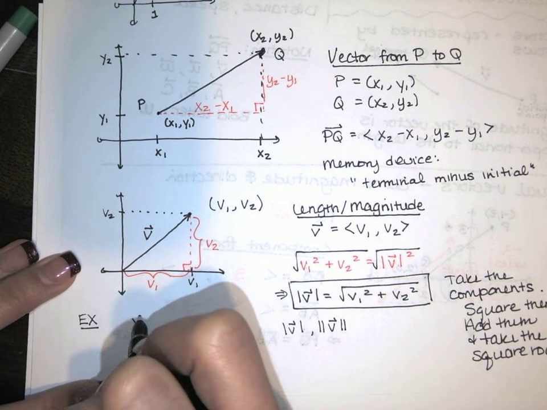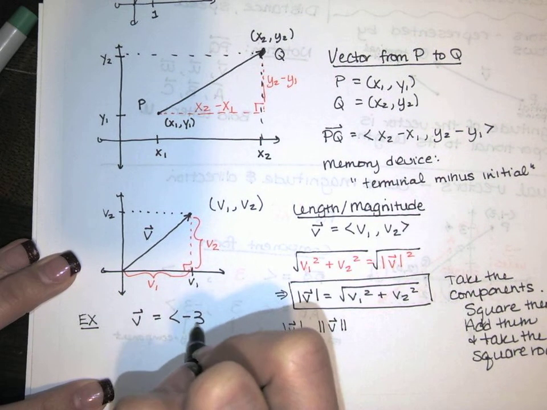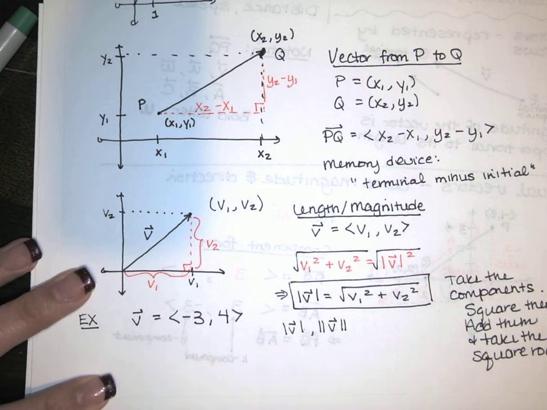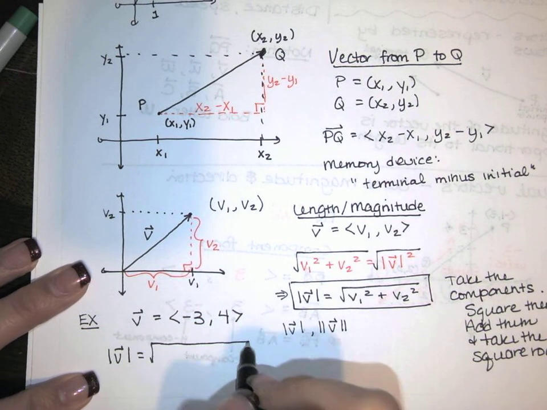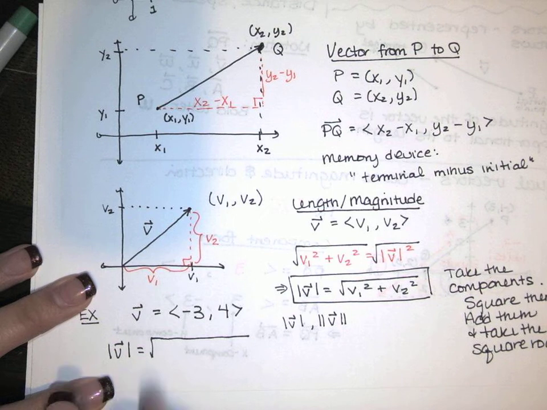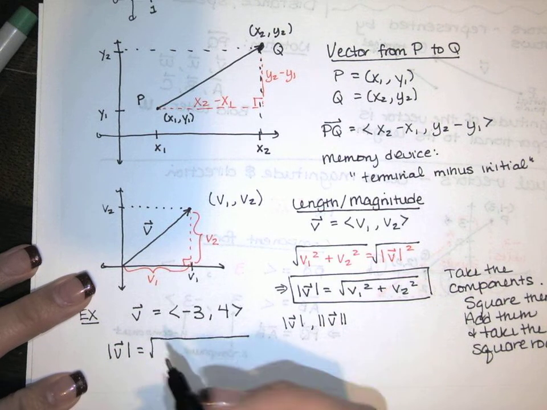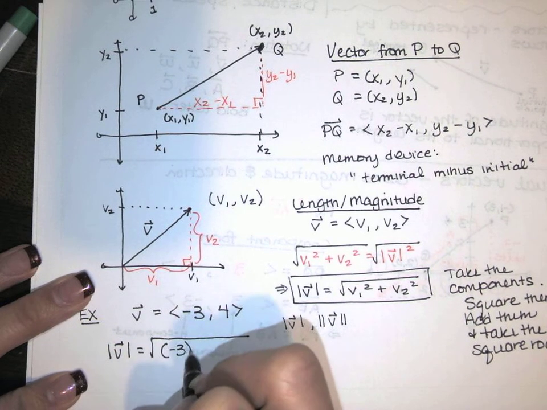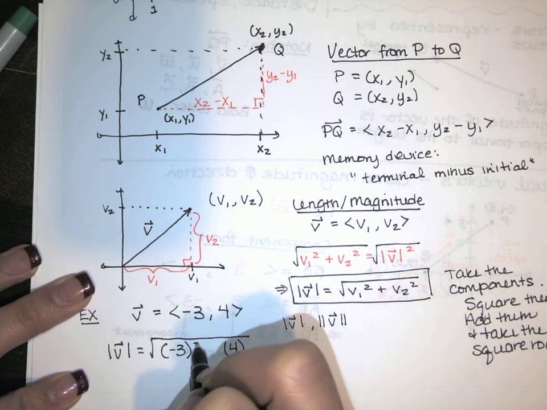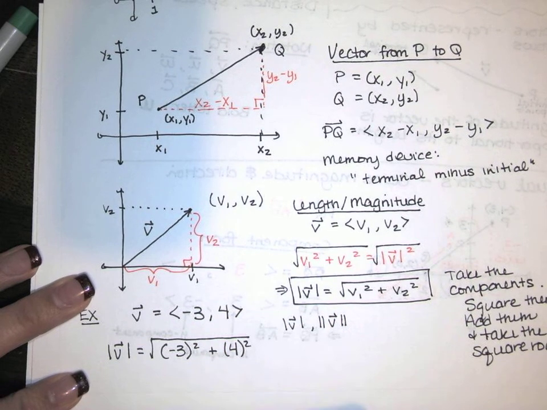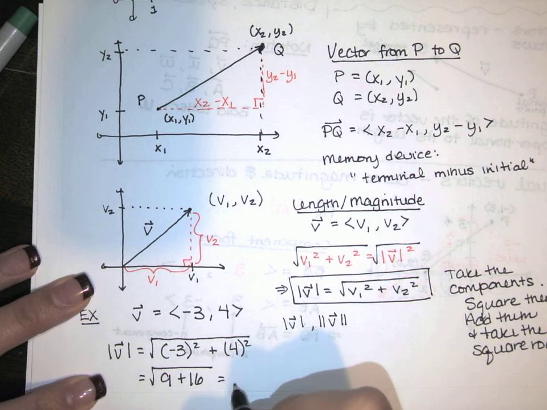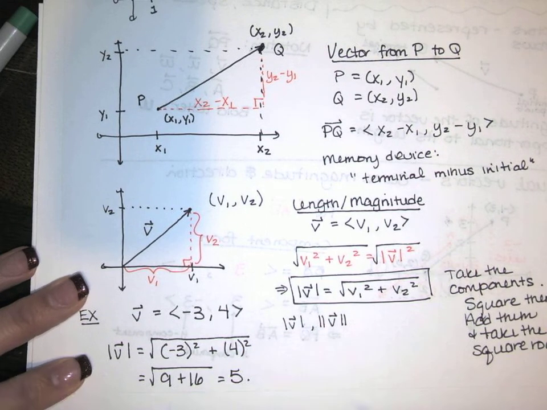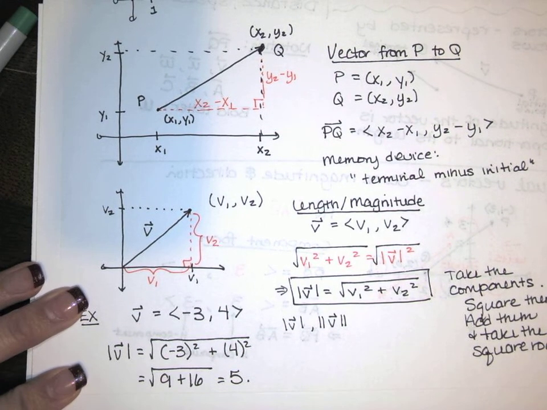So if I've got the vector V equals -3, 4, you can see it coming, can't you? Side lengths of a special triangle. The magnitude of that is this. I take -3 and 4, I square them, I add them, and I take the square root. It's 9 plus 16, it's 25, square root of 25 is 5. So the length of this vector is 5.